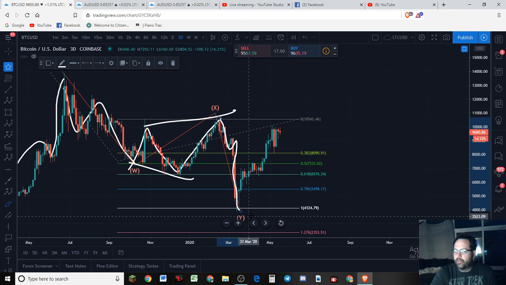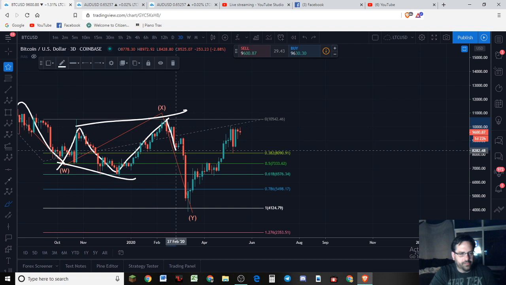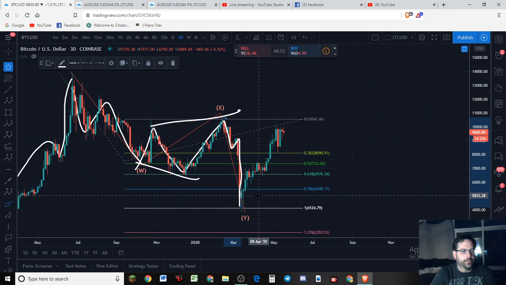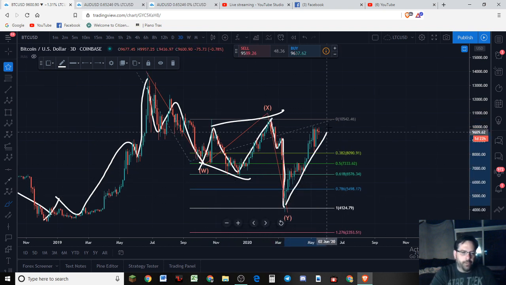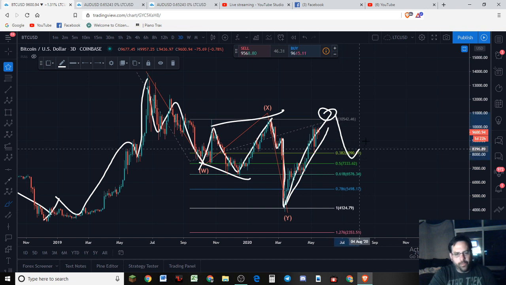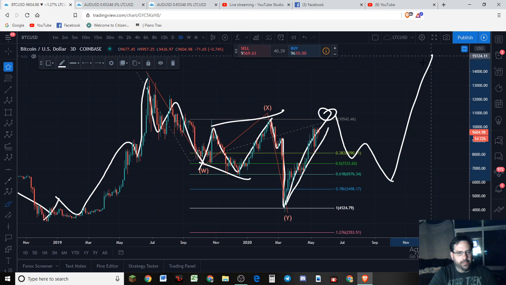Could be a problem. Why is it a problem? Well, because it doesn't look like 3 waves, but I actually have a count where I can make it 3 waves, and I'm okay with it. And that would be a WXY. It's finished, and this is an impulse wave off the bottom. If this is an impulse wave off the bottom, we're looking for this thing to finish somewhere about 10,500 to 11,500 in that range. And then have a 3-wave pullback that comes between 50 and 61%. And then we go to the moon. And then all the moon boys can cheer.